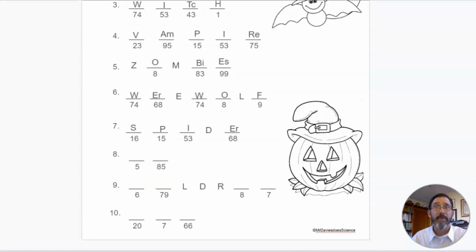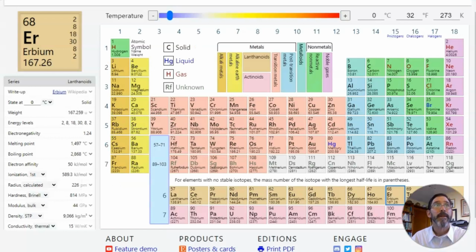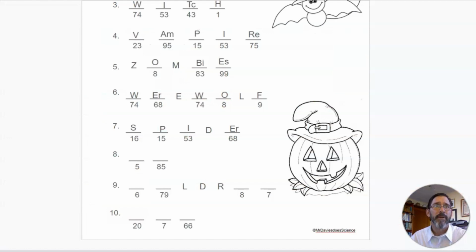The first atomic number for number 8 is number 5. Number 5 is found in the post-transition metals. Up at the top, it's boron. A capital letter B is the atomic symbol. Boron. Above the number 5 for item 8, go ahead and print a capital letter B.